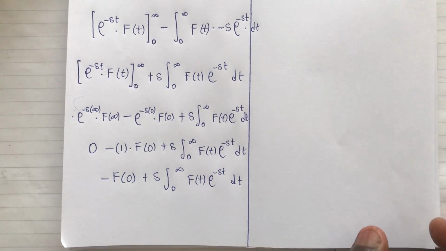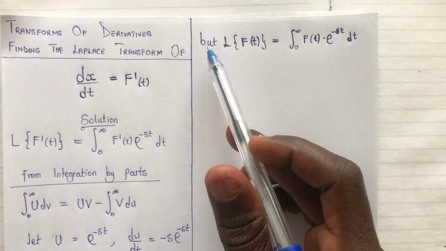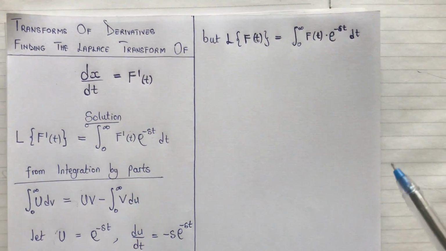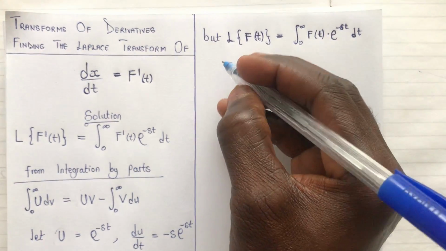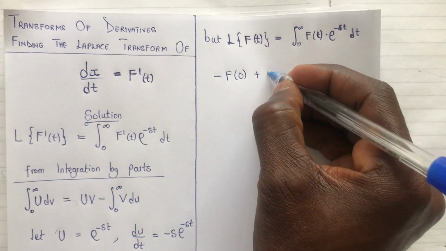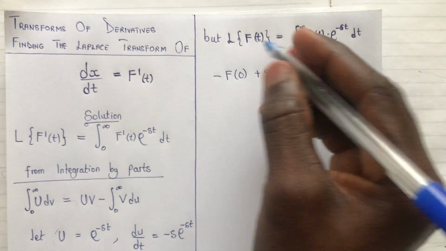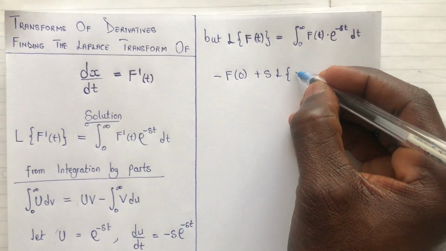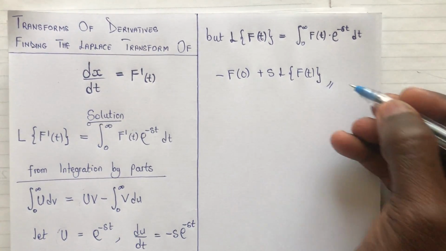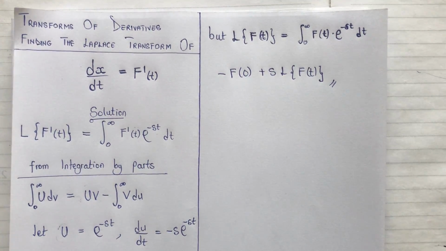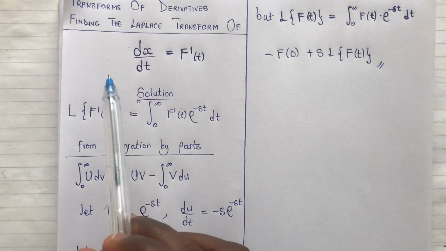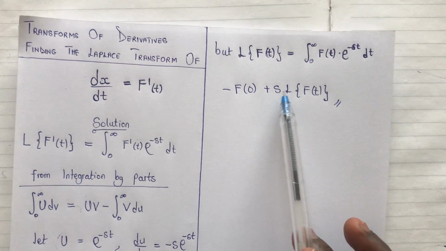So from that explanation, you just quote that the Laplace transform of f of t is this. So we can do that substitution. The equation becomes minus f of 0 plus s multiplying this one, L of f of t. And this can be your final answer. So the Laplace transform of f bar of t, which is this, the result is equal to this.